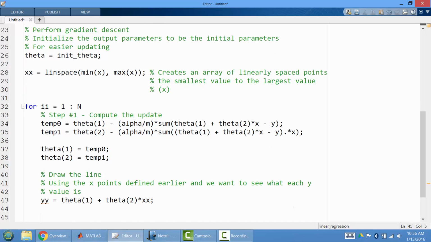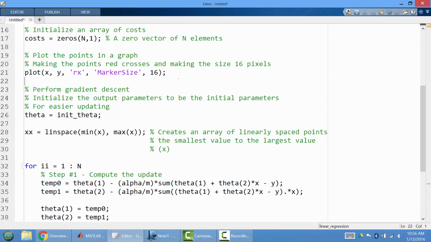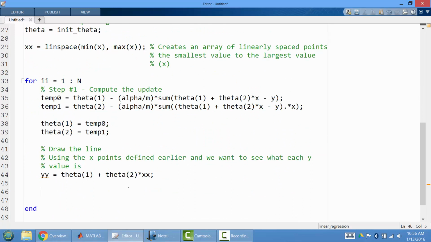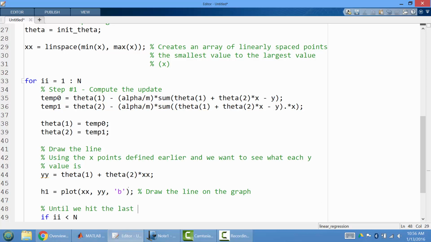Probably want to hold on. So let me just do hold on. This remembers all the changes you made. Okay, draw the line on the graph. And what this code does is, until we hit the last iteration, remove the line and update with the next line. We'll pause in between so you can actually see it update. Pause after each update.